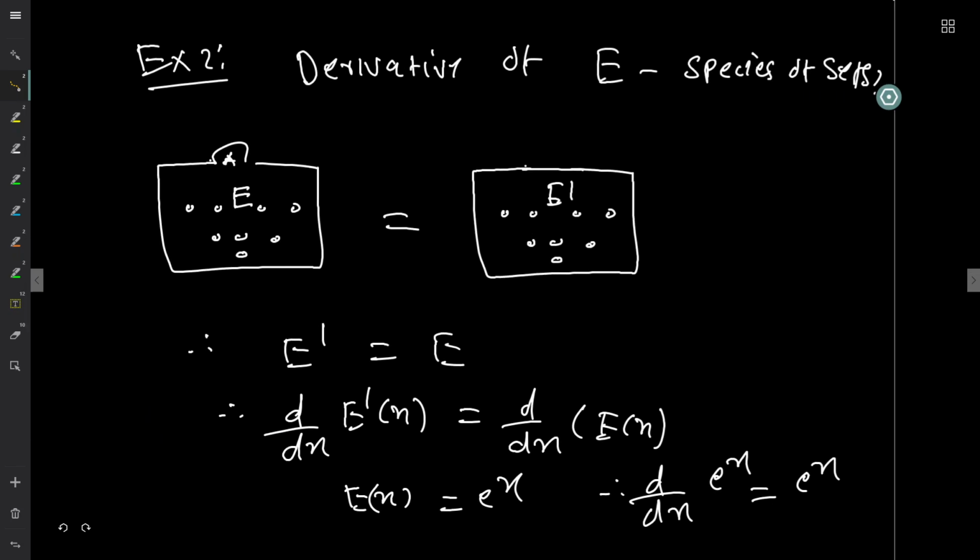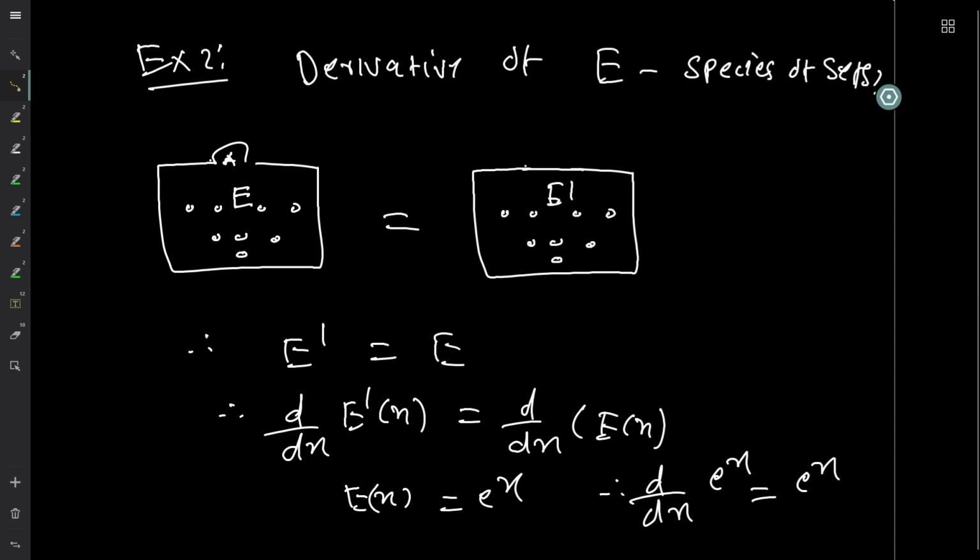One more example. Look at the derivative of the species of sets. E is the species of sets. So you are taking the set U, putting an E structure on the set U plus the new element star. Then you remove the element star, you get the structure E', but it is again just a set without the star. It is the set structure on U itself. So therefore, we see that E' is actually equal to E itself.